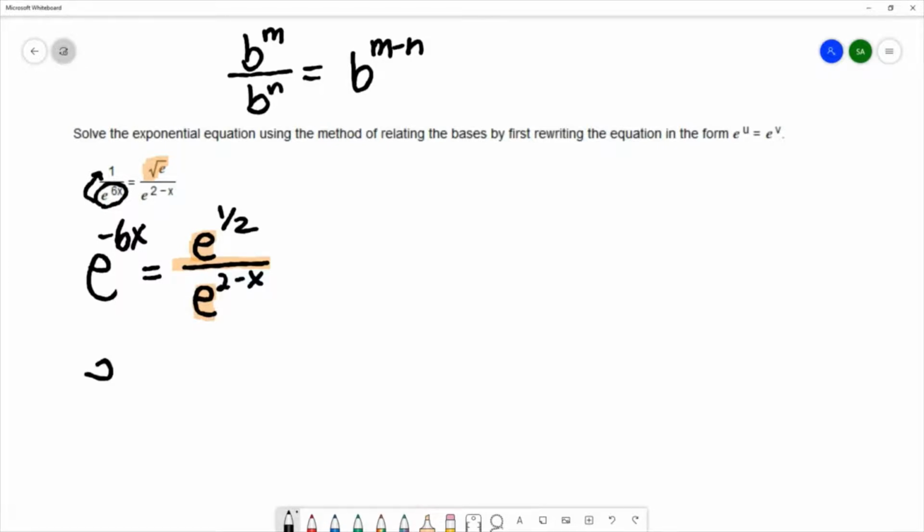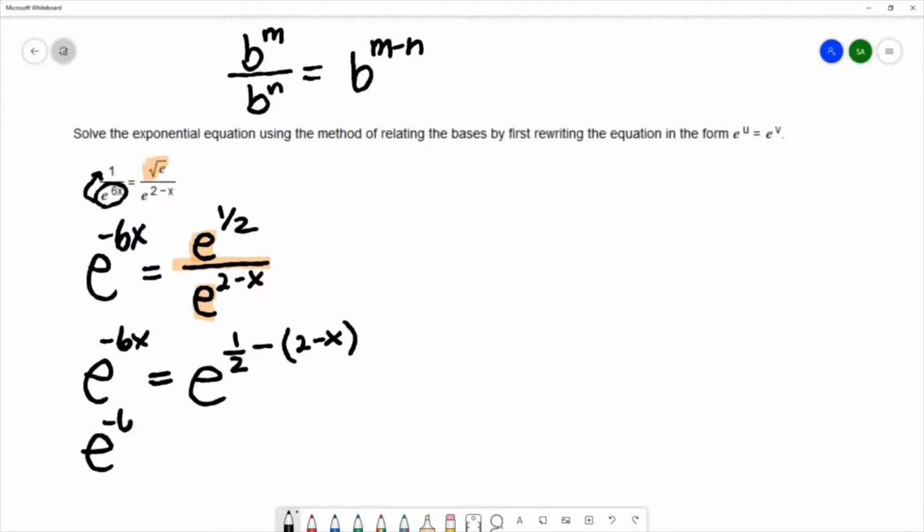We have e to the negative 6x equals e to the 1/2 minus, we need to make sure we subtract the whole exponent, so I'm putting parentheses around that exponent. So this would give e to the negative 6x equals e to the 1/2 minus 2 plus x.